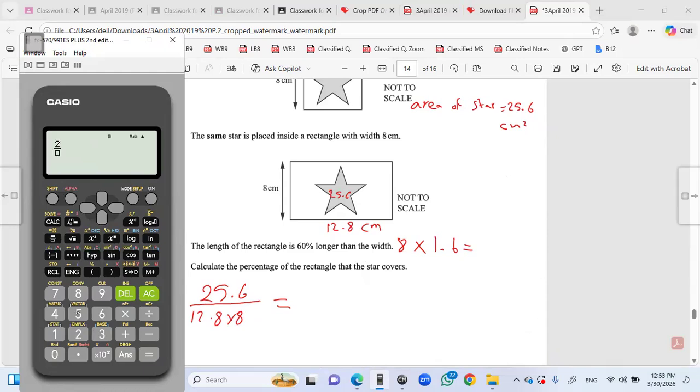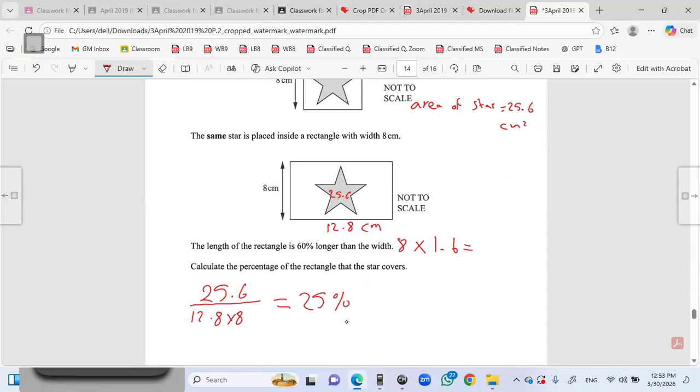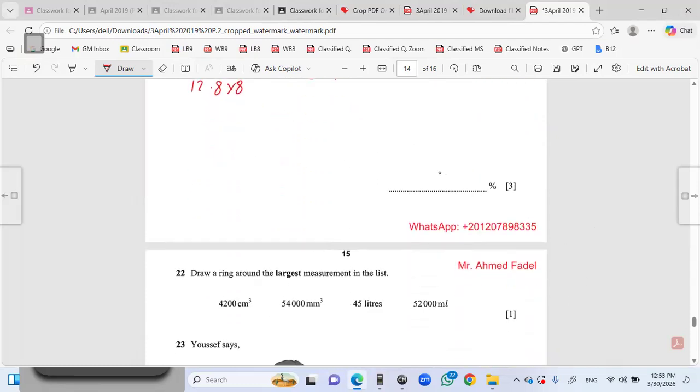Fraction: 25.6 over 12.8 multiplied by 8 equals a quarter. But they want it as a percentage, so multiply by 100. We know that it's 25%. So 25% exactly. Area of the star over area of the rectangle. But they want a percentage, so times 100 at the end. 25%.